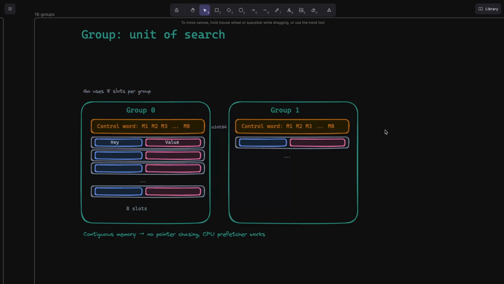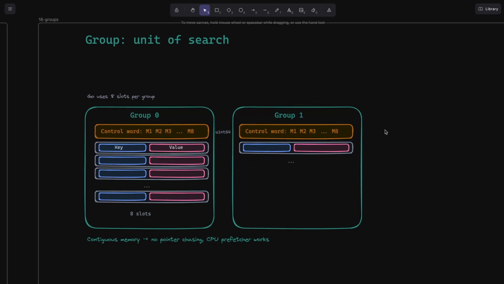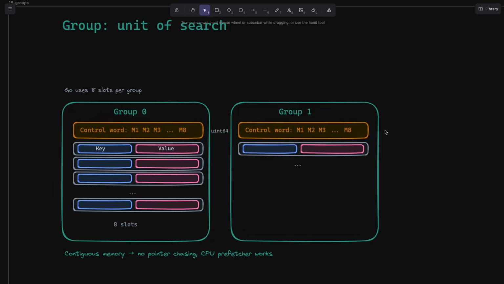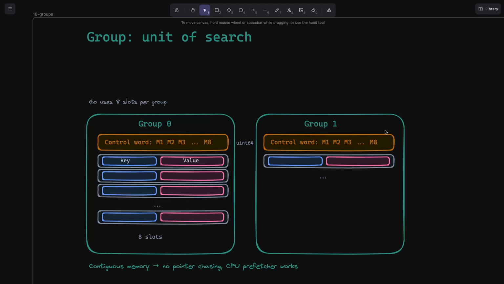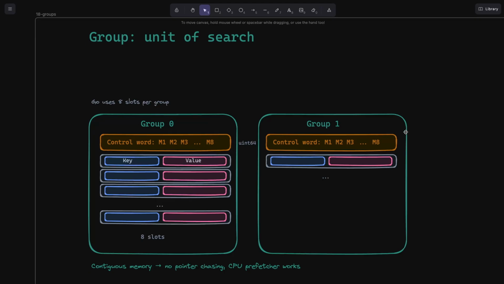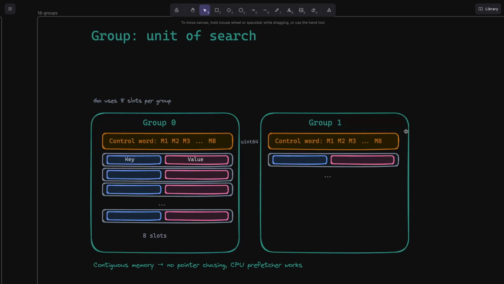To find a key, the old map asked, is it in slot 0, slot 1, slot 2, one at a time? The Swiss table asks the question about 8 slots at once. Here is how. You take your 7-bit fingerprint and broadcast it. Copy it into all 8 byte lanes of a 64-bit word.